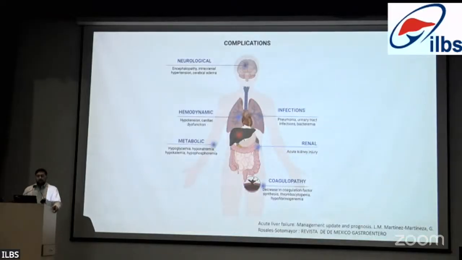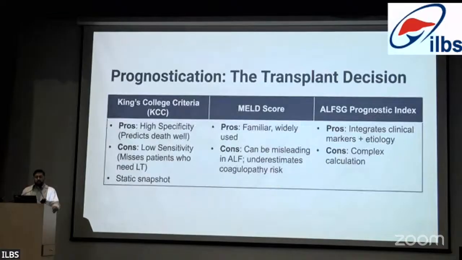ALFs can present with various complications like neurological complications, infection, as we all talk, pulmonary complications very common, acute kidney injury, hemodynamic instability, and coagulopathy. There are different prognostic scores like King's College criteria, which is highly specific, predicts death well, but is very low in sensitivity. It misses the patient who needs a transplant. Other criteria are the MELD score, which we are more familiar with because we deal with CLD patients day in and day out, but it can underestimate coagulopathy risks.